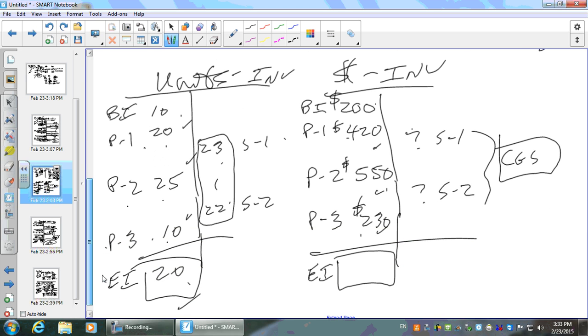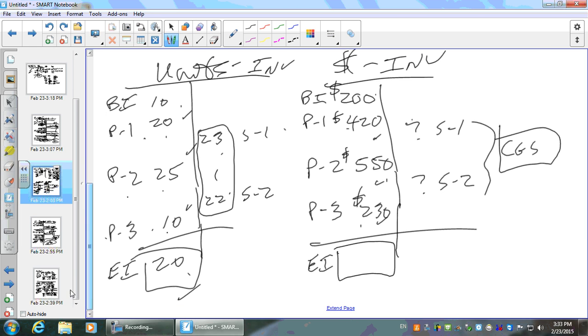Yeah, there it is. Okay, I started with 10 units. I bought 20 that cost me $420 because they were $21 each. Then I said I sold 23, and I have to calculate how much that is. Question mark, see it. I bought 25 that cost me $550 total. Then I sold 22, right? I need to figure that out. Then I bought 10, right? They cost me $230. Got the idea? So there's all my purchases.